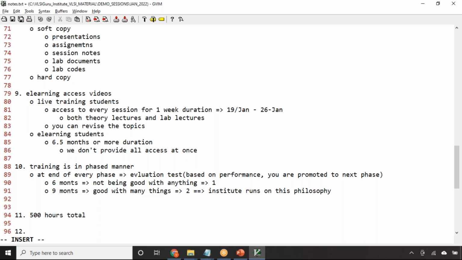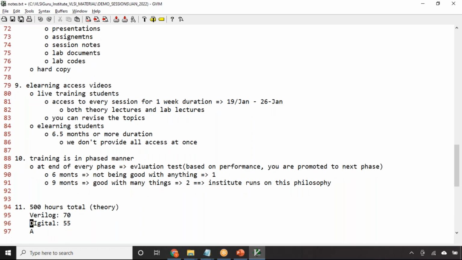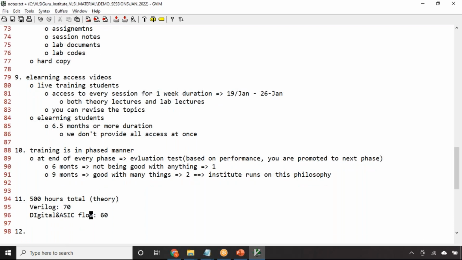If you split these 500 hours, how much do phase 1, phase 2 and phase 3 occupy? Roughly, Verilog will go for approximately 70 hours of theory. I'm only talking about theory lectures, not labs. Digital design itself will go for around 55 hours. ASIC flow might go for roughly 50 to 60 hours. That's around 130 hours totally, digital and ASIC flow. So this is phase 1.